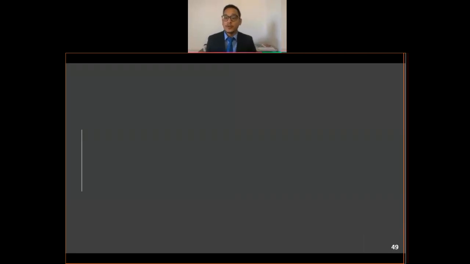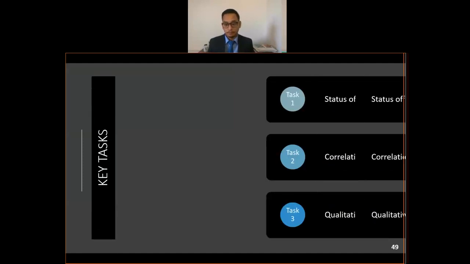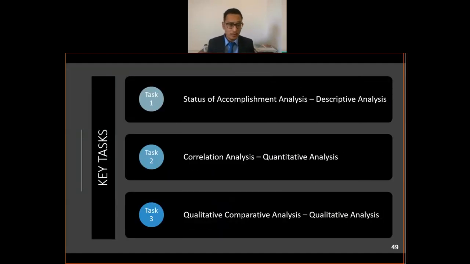Now let's talk about the research methods corresponding to the research objectives. There are 3 methods, and I'll discuss each one in detail. But just to give you a quick idea, task 1 was the status of accomplishment analysis, which is more of a descriptive sort of analysis. Task 2 is a correlation analysis, more of a quantitative analysis. And task 3 is a qualitative comparative analysis. I write qualitative analysis, but it is not exactly a qualitative method, and you will understand this better when I get to this section later.